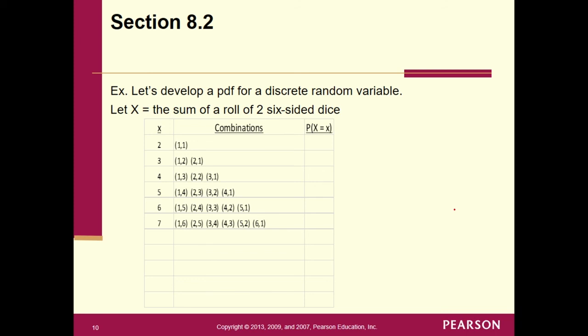Let's see if it continues here as we move up to 8. So 8, notice here, it actually went down. We had one less combination. And when we go to 9, 10, 11, and 12, it keeps on going down, okay? And so this is kind of interesting.